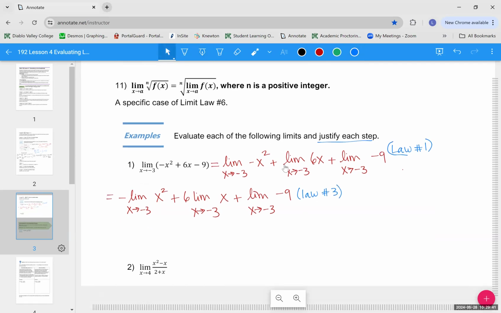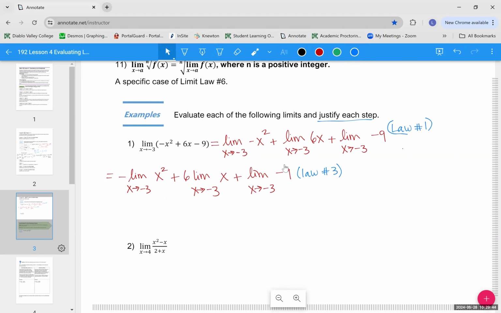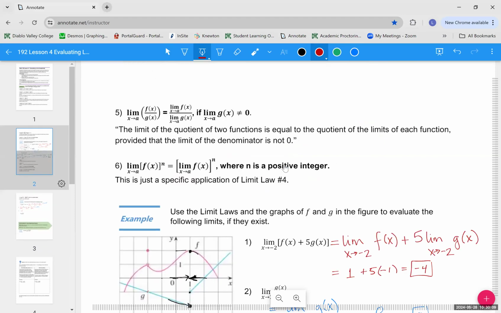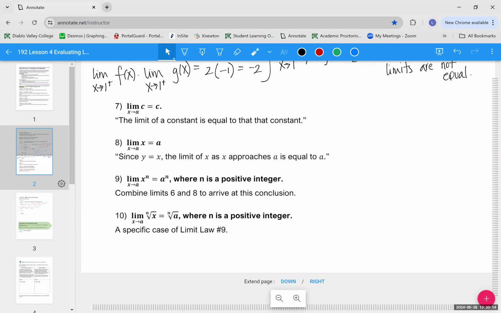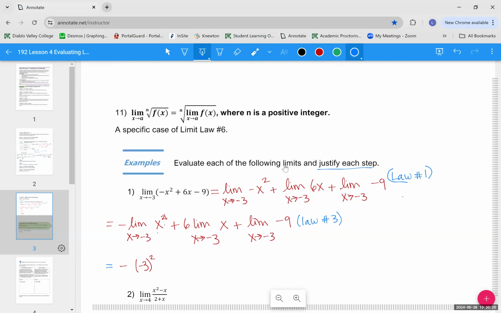Okay, and then we're going to apply a couple laws at the same time here. So for the first one, we know that if we have the limit as x approaches a of x to the n, that's just a to the n. So we will substitute -3 squared for this limit right here. And that one was, let's see, I've got to find the number. Oh, it's down here. There it is, number 9. Okay. So just going to add that here.